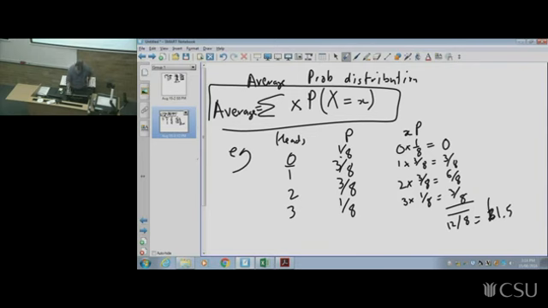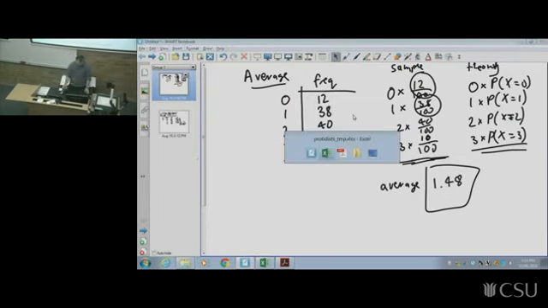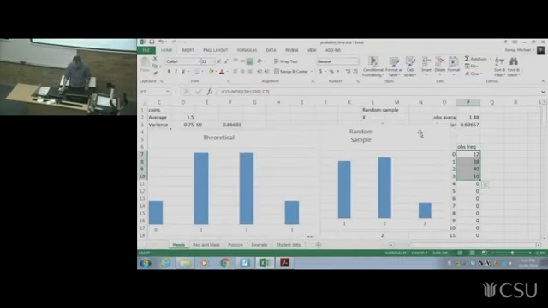Interestingly, that's the theoretical one. What do we get for our sample? Is it close? Yeah. So you can see that the average of a sample is close to the average of the population, is the fancy word for it. So if I did this, that's the average of the sample, that's the 1.4 right there.